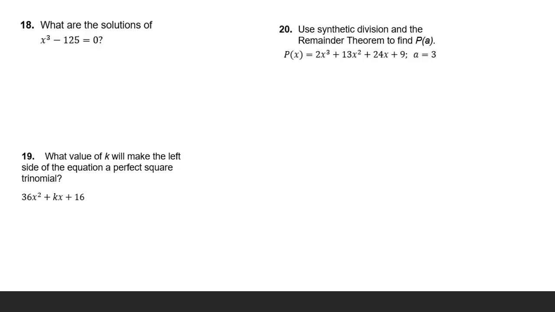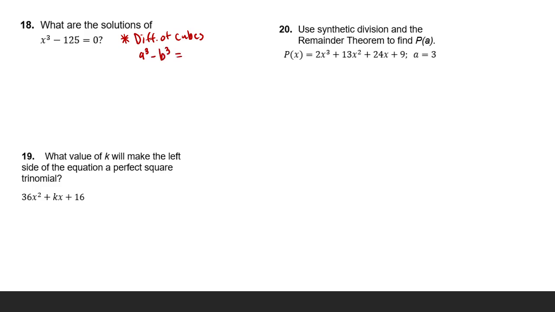Okay, number 18. What are the solutions of x to the third minus 125? And again, this is another one of those that we've been using. So here's one of those that you need to have the formula memorized. This is our difference of cubes. Okay, so let's just write it down here. It's a cubed minus b cubed.